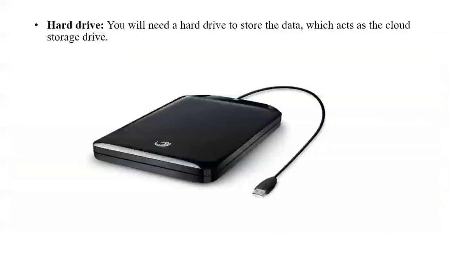The other component is an external hard drive. Here, an external hard disk drive will be treated as a cloud storage. Depending upon our need, we can choose 500 GB or 1 TB hard disk. Data on this hard disk will be accessed through OwnCloud.